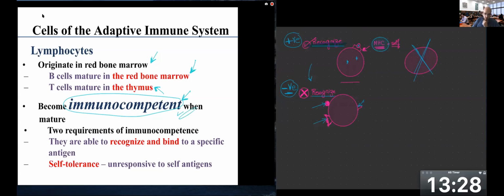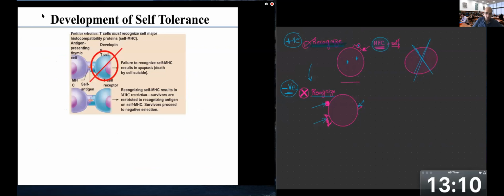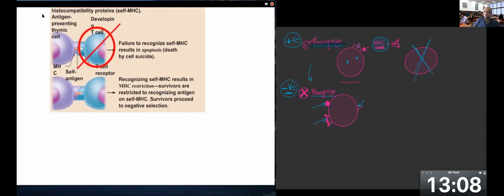I need to make sure that they have self-tolerance and they are able to recognize and bind to their specific antigen. So I need to bind to a specific antigen and I need to be self-tolerant. Again, how would I be self-tolerant? Here we're focusing on the T cells. T cells will need to recognize the self-antigen MHC. If I fail to recognize MHC, the cell is going to be destroyed.